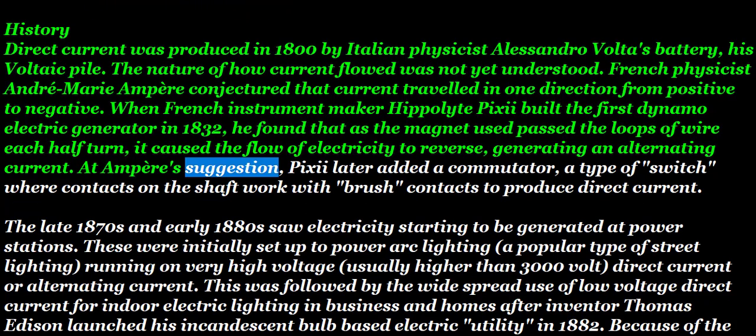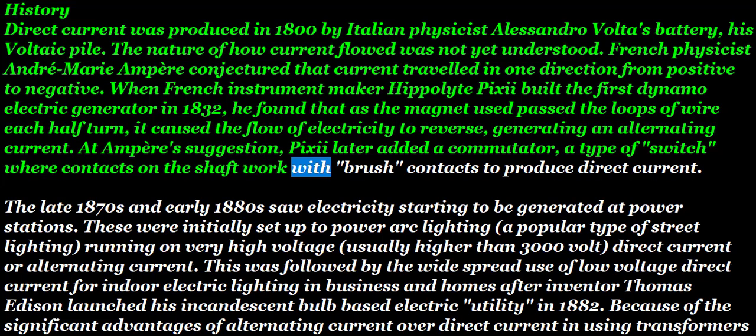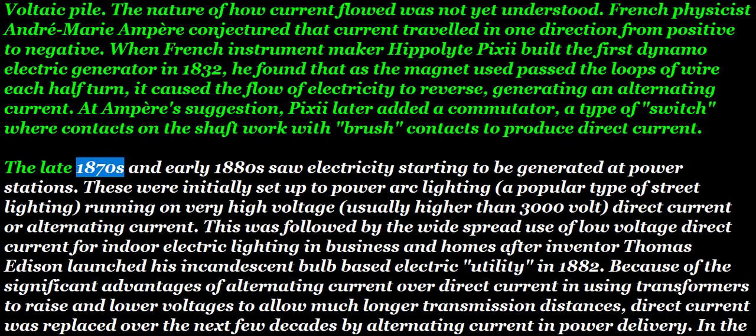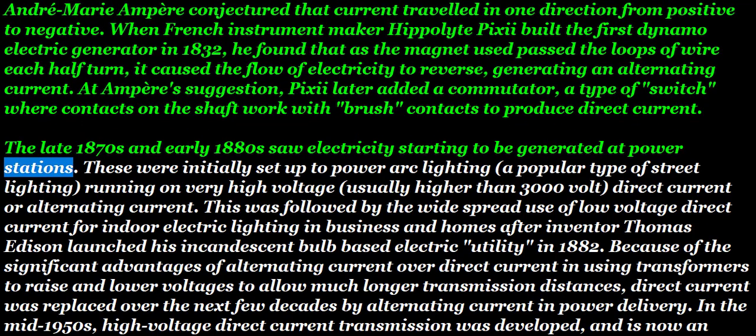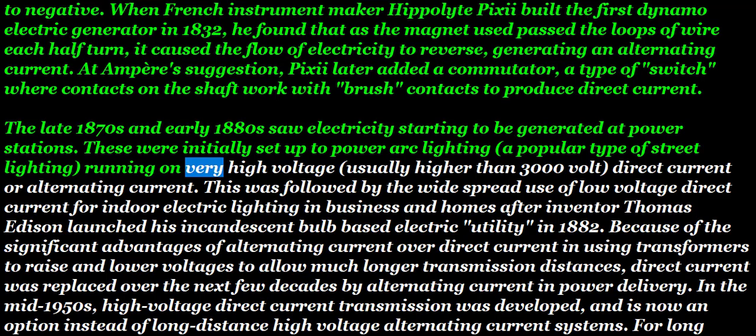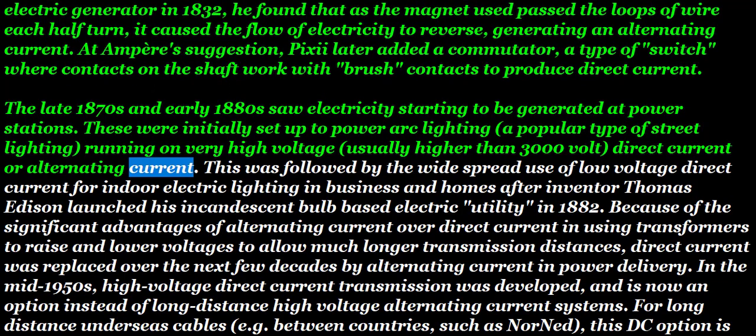At Ampère's suggestion, Pixii later added a commutator, a type of switch where contacts on the shaft work with brush contacts to produce direct current. The late 1870s and early 1880s saw electricity starting to be generated at power stations. These were initially set up to power arc lighting, a popular type of street lighting, running on very high voltage, usually higher than 3000 volts, direct current or alternating current.